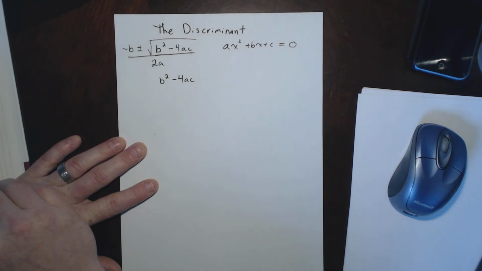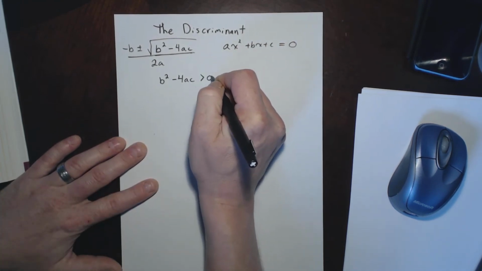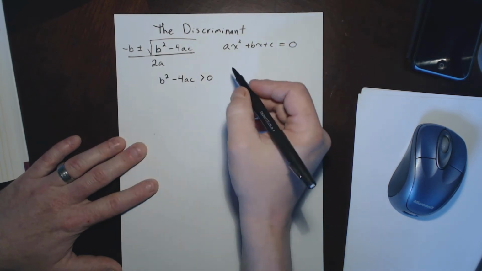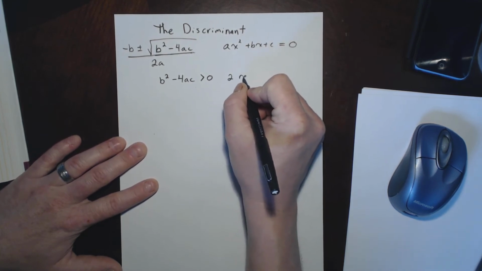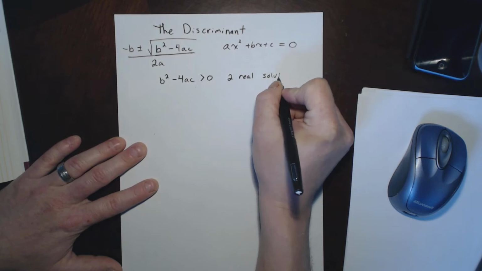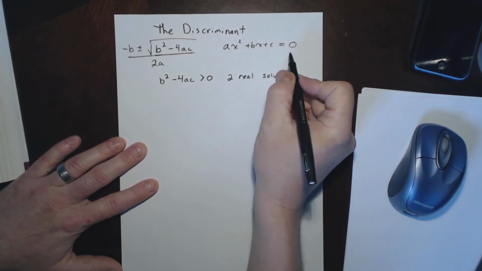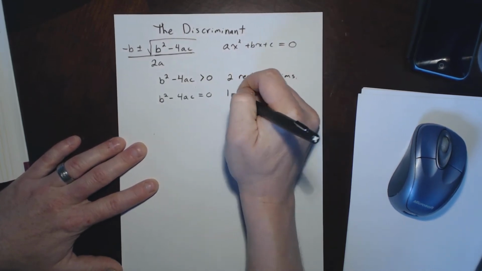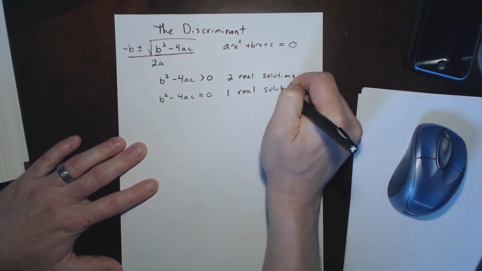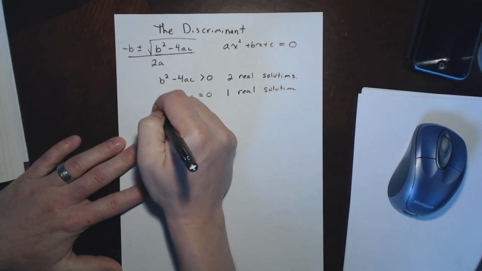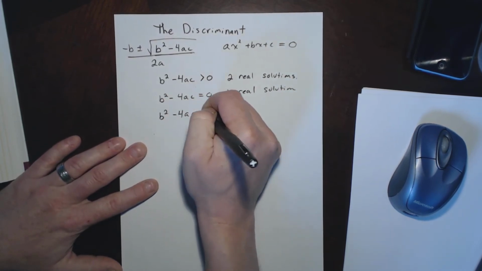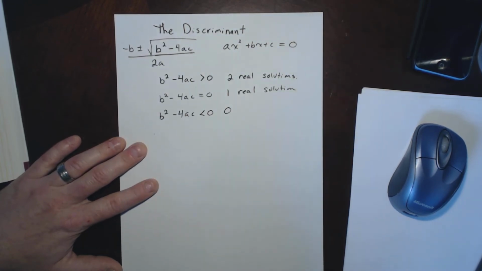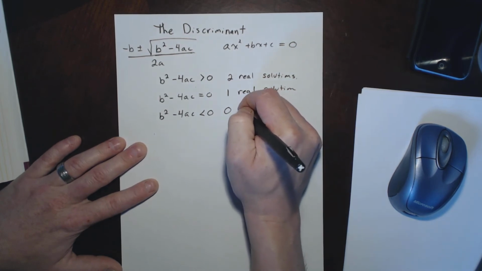What the discriminant tells us is that if the discriminant is greater than 0, that means in our quadratic formula we're adding and subtracting an actual value. This means that you're going to have two real number solutions to your quadratic equation. If your discriminant is equal to 0, that means you have one real number solution to your quadratic equation. If, however, your discriminant is less than 0, that means that you're trying to take the square root of a negative number, which is not cool for real numbers. So that means you have no real number solutions.